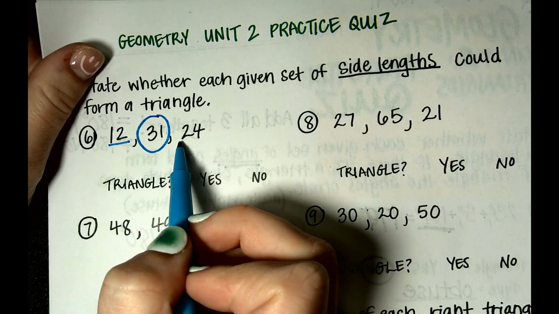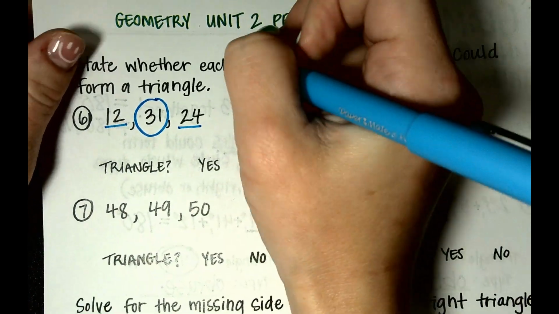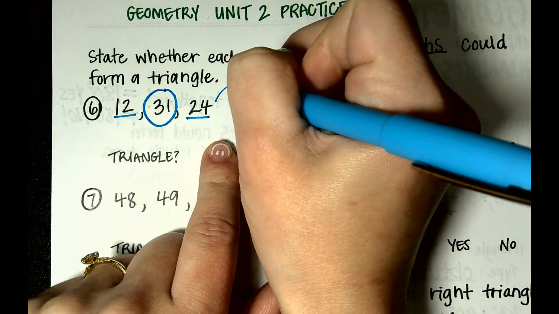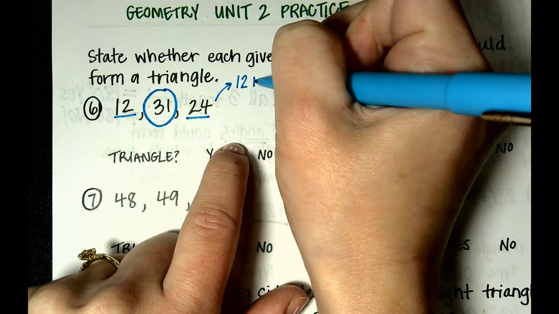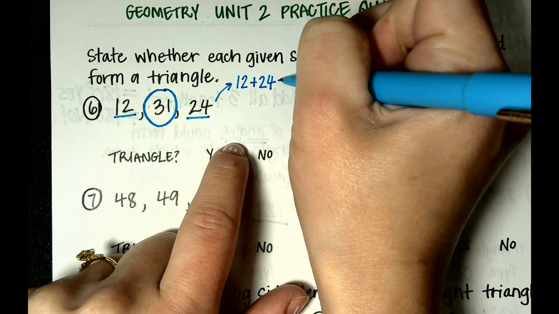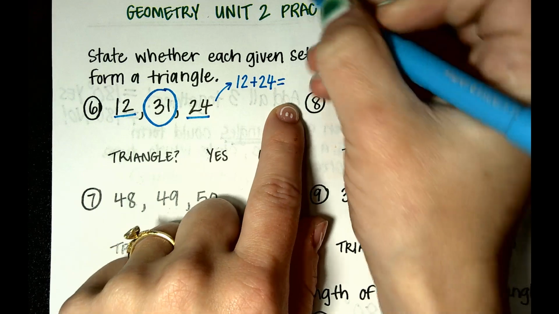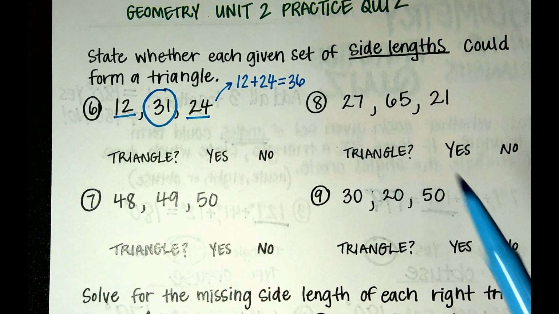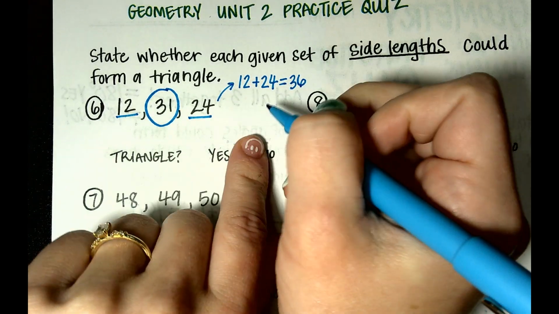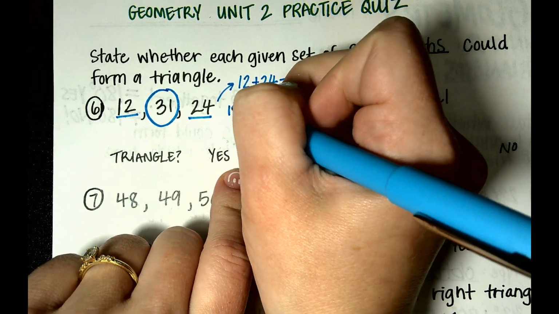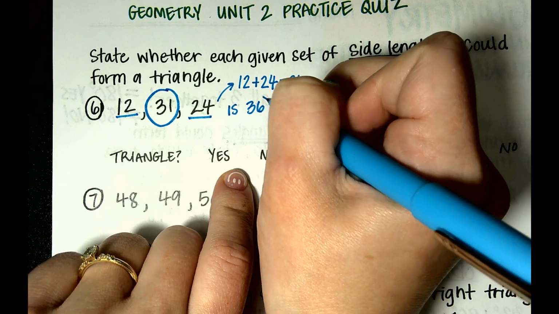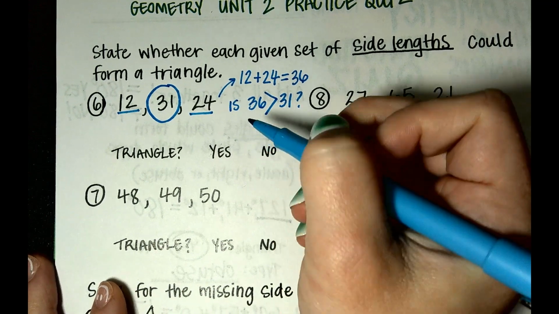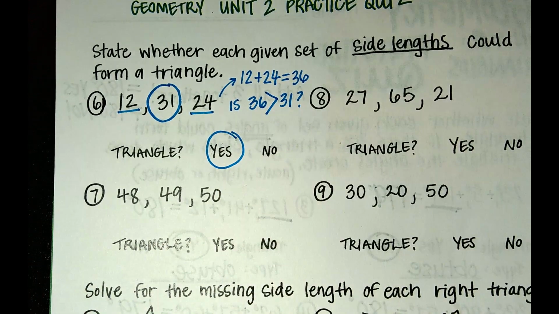So I'm going to write this over to the side. 12 plus 24 equals 36. And now we need to ask ourselves, is 36 greater than 31? Yes, it is. So it's a triangle. Very nice.